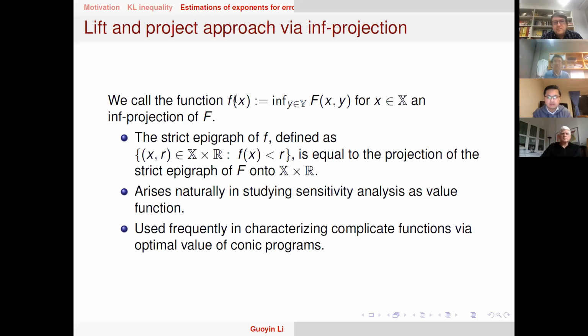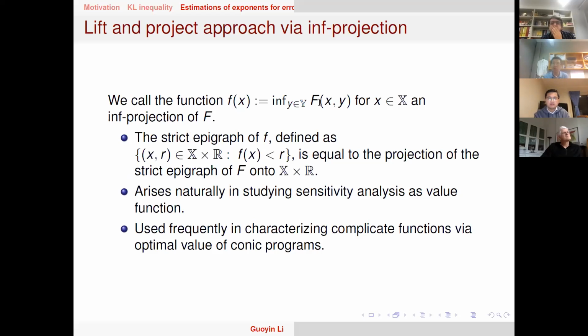Okay, and it has the name of inf projection because the strict epigraph of f has a relationship with the strict epigraph of the bivariate function capital F here. Okay, so they have been used a lot. If you are familiar with the duality approach, the perturbation approach is actually exactly of this form.